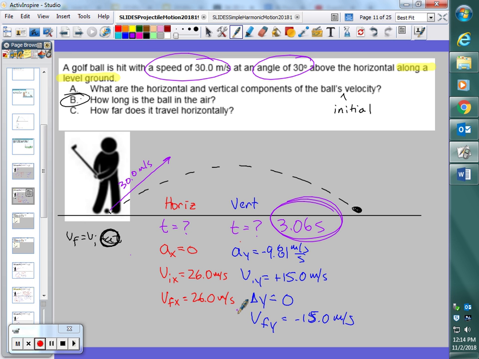Directions are important here, especially because in the vertical direction it slows down on the way up and it speeds up on the way down.